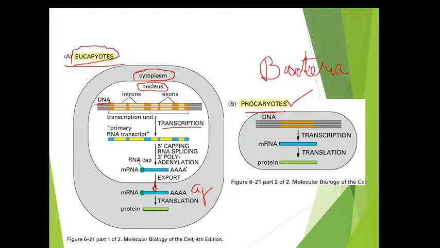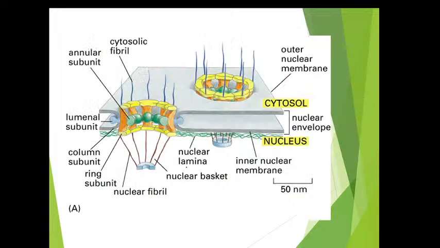In eukaryotes, the synthesis of RNA takes place inside the nucleus. From the nucleus, the RNA moves out through the nuclear pores to the cytoplasm. And in the cytoplasm, what happens? The protein synthesis takes place. But in prokaryotes, what is happening? Prokaryotes don't have a true nucleus. That means no nuclear membrane. So, the synthesis of RNA and protein takes place in the cytoplasm itself.